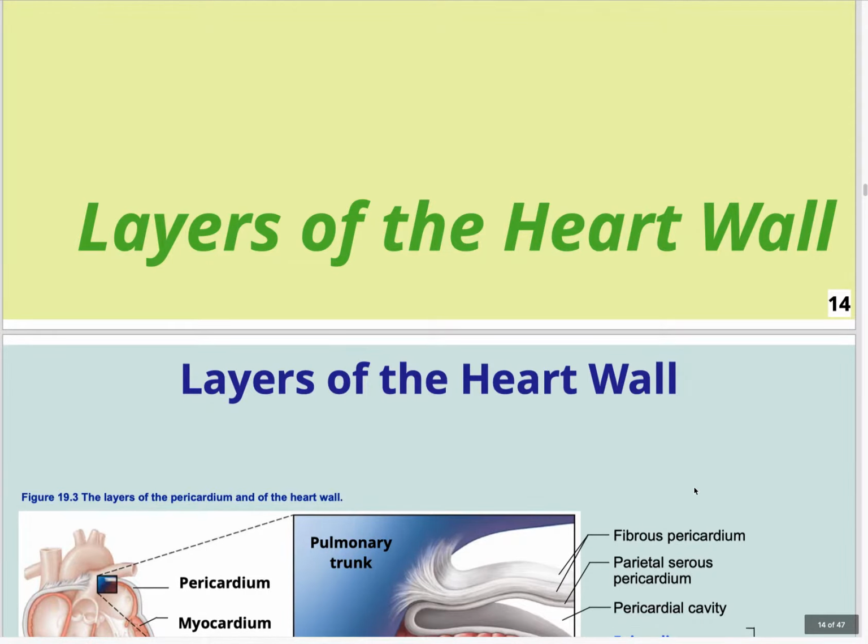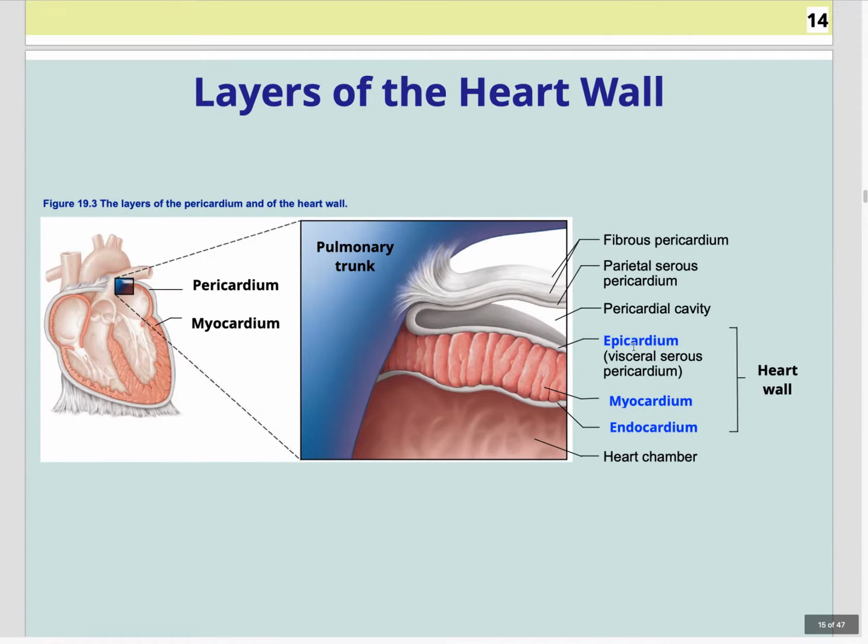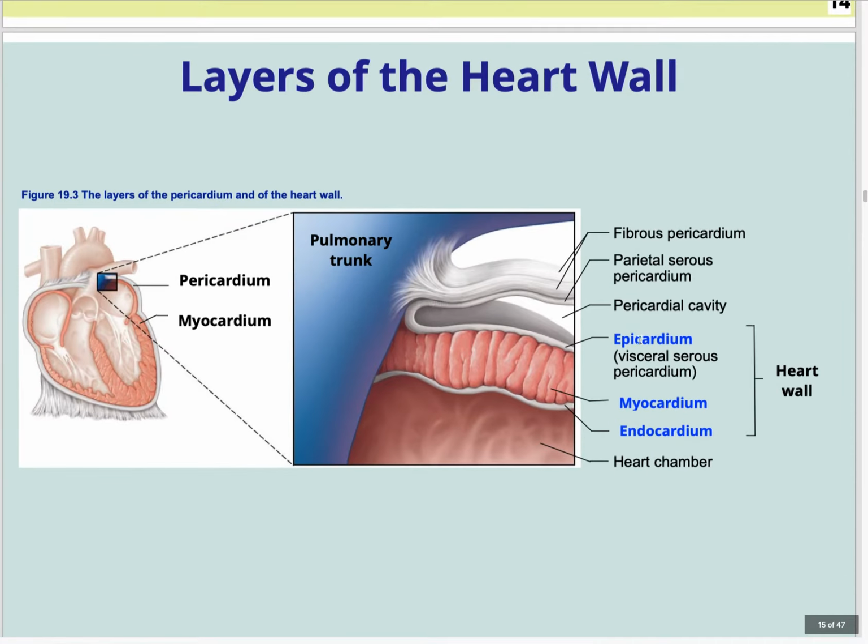If we are to look at the layers of the heart itself, the outermost layer is the visceral serous pericardium, also known by the name of epicardium. On the test, you can write either. So that's the outermost layer.